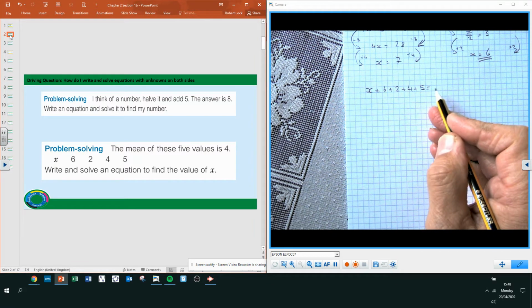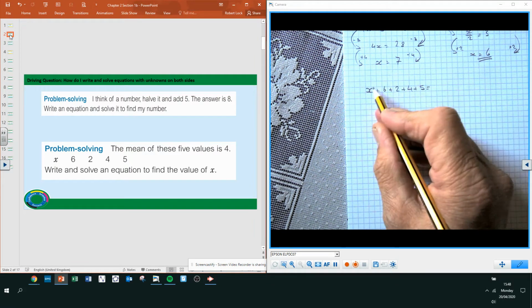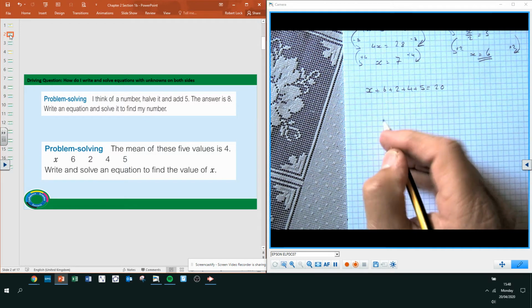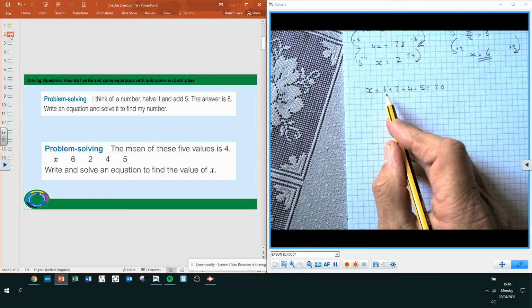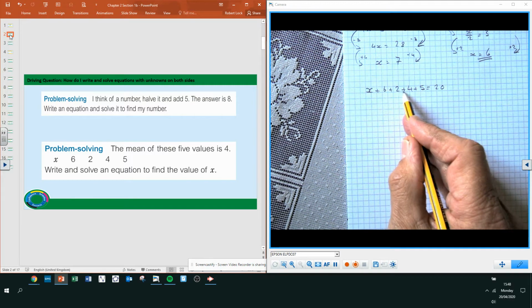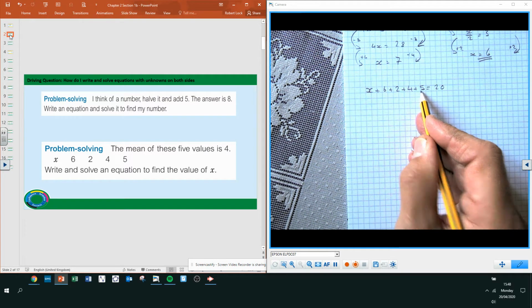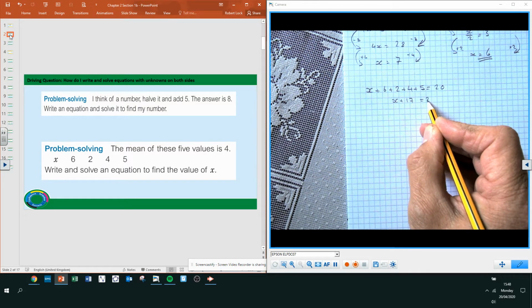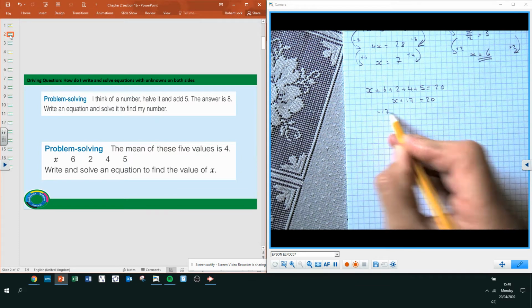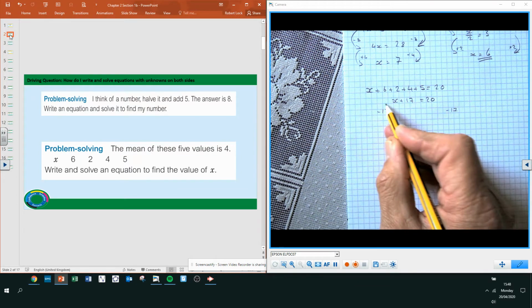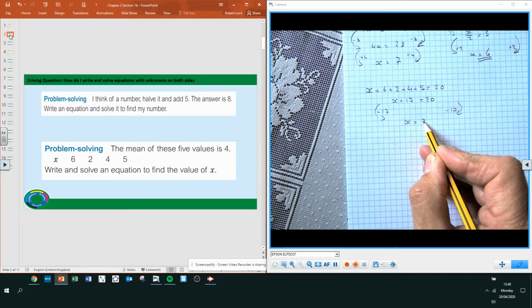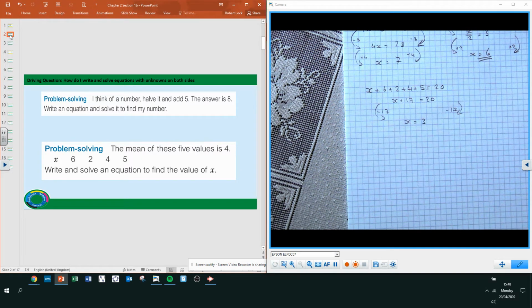4 times 5 is 20. So all this here makes 20. So what is x? Adding these up there. 6 plus 2 is 8, plus 4 is 12, plus 5 is 17. So x plus 17 equals 20. Take away 17 on both sides. x equals 3. That's the answer. x equals 3. Next problems.